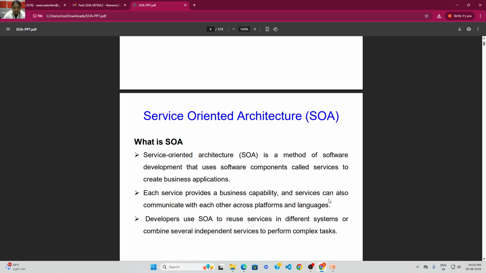And next, what are the features, and why are we using SOA? First, we use it for business capability and for communicating with other parties, using different languages to communicate. Using SOA is very efficient for developers, and services are reusable in complicated tasks. By using SOA, it is perfect for getting many different tasks performed.